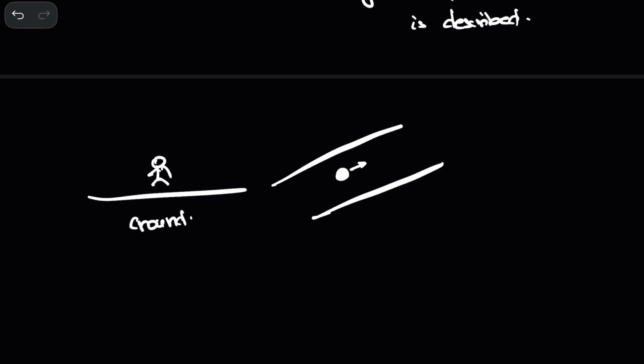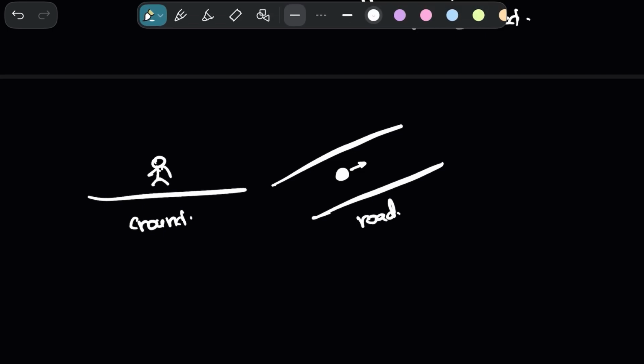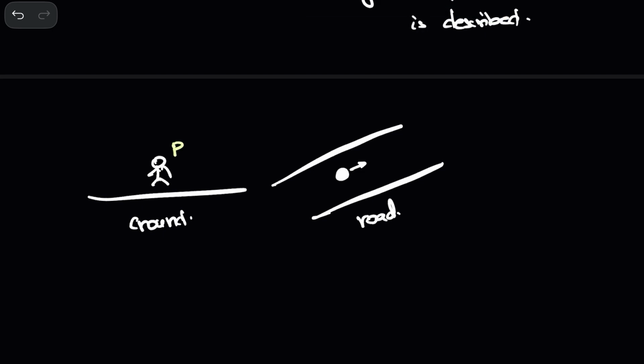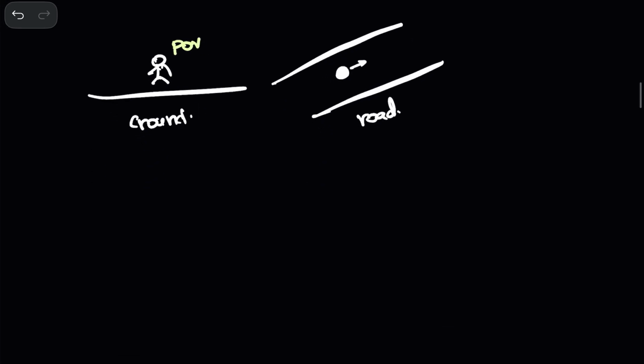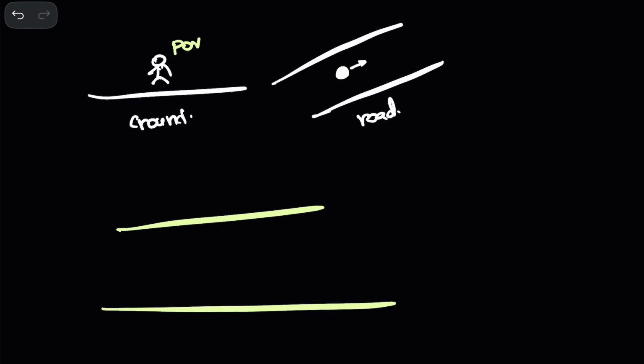So from the ground, let's say there's a road, and there is the car that's moving, and there is a person. So he's on the ground, and there's a road, and the car is moving. So from his perspective, from his POV, the car is moving, right? Now let's look at the person inside the car.